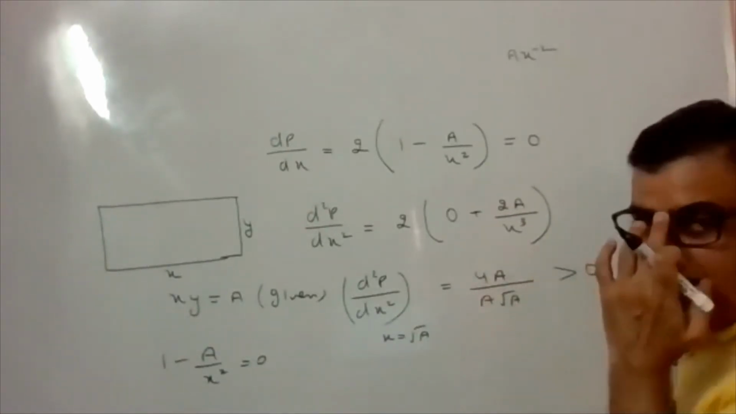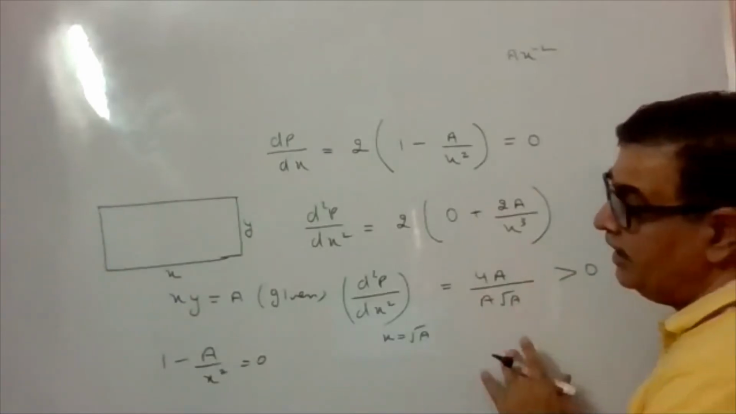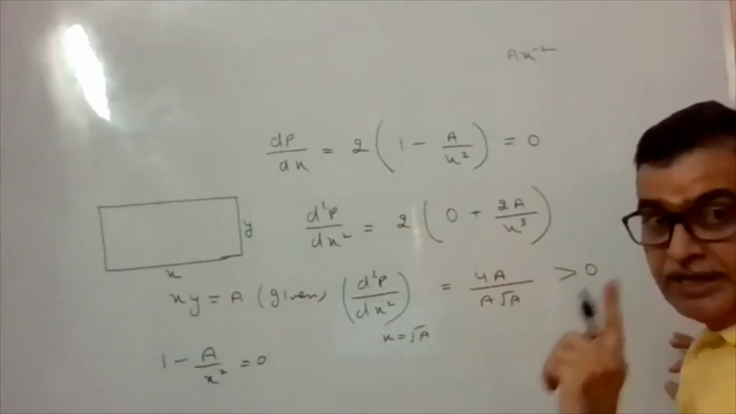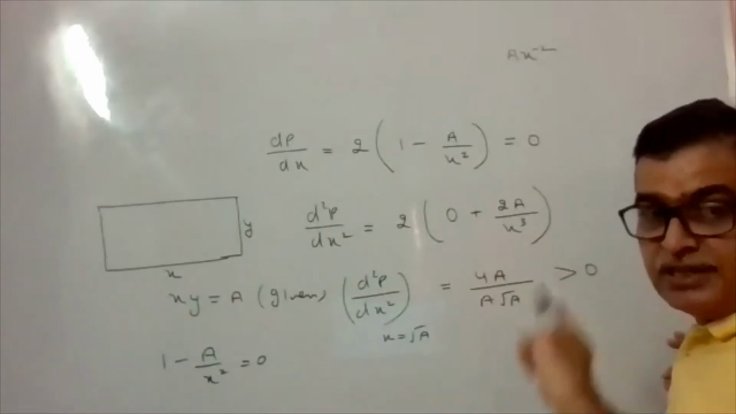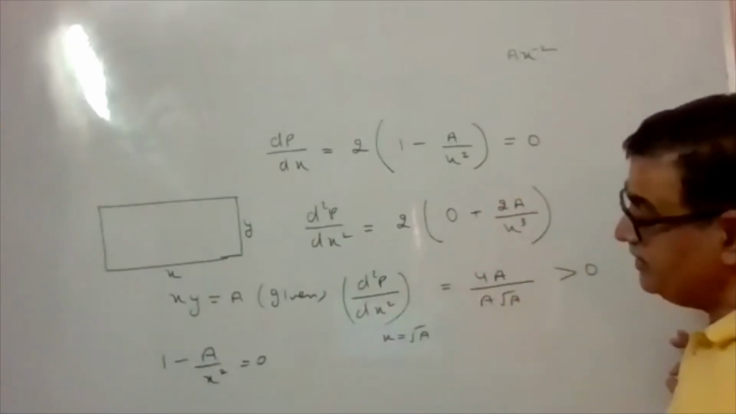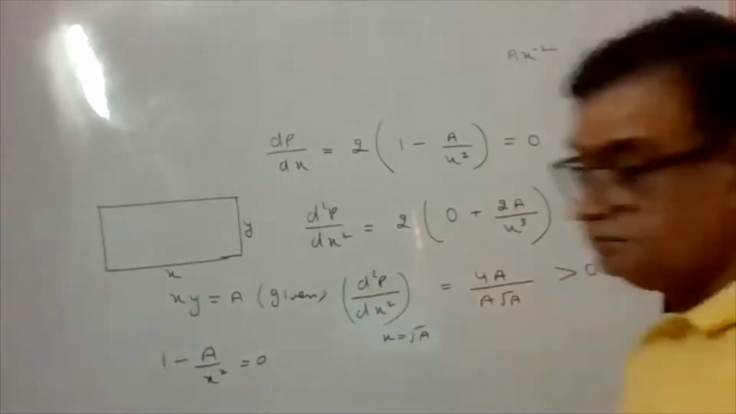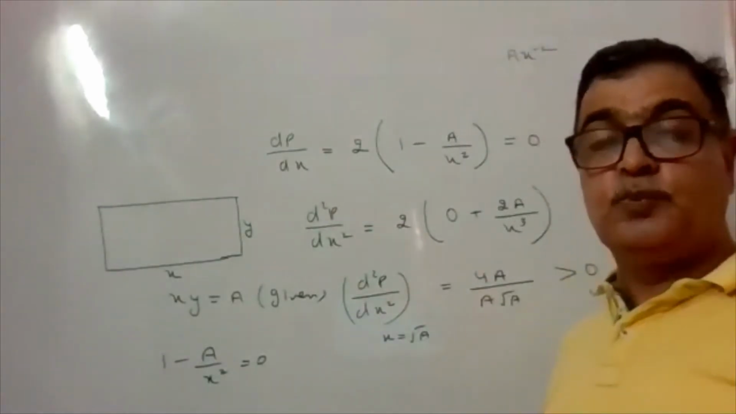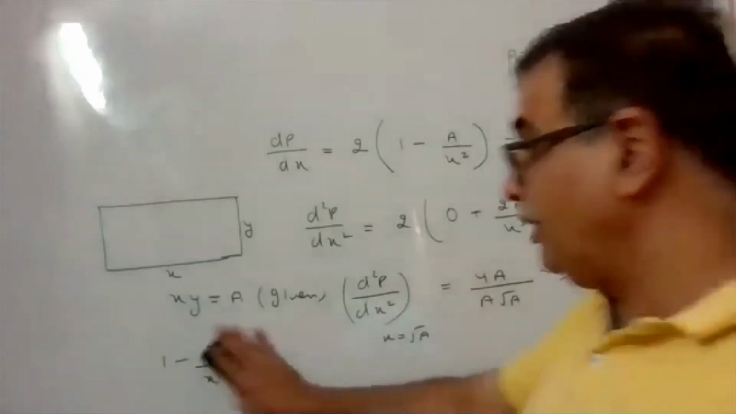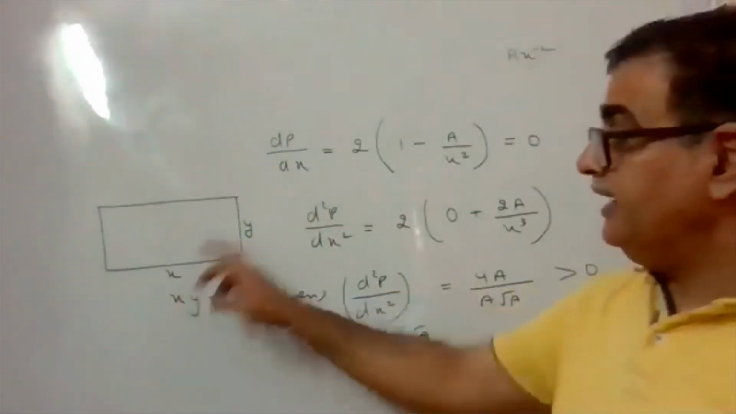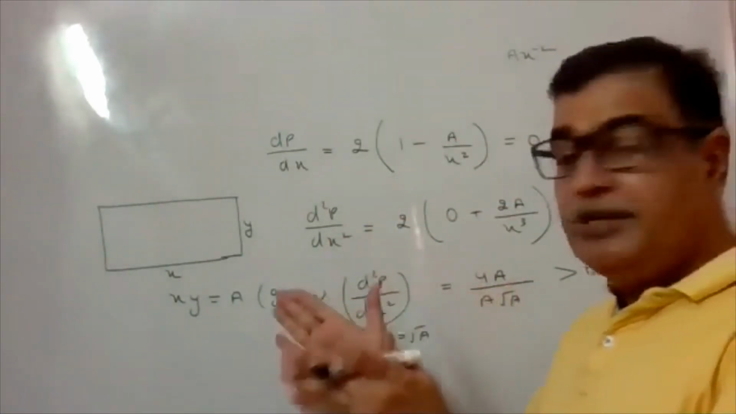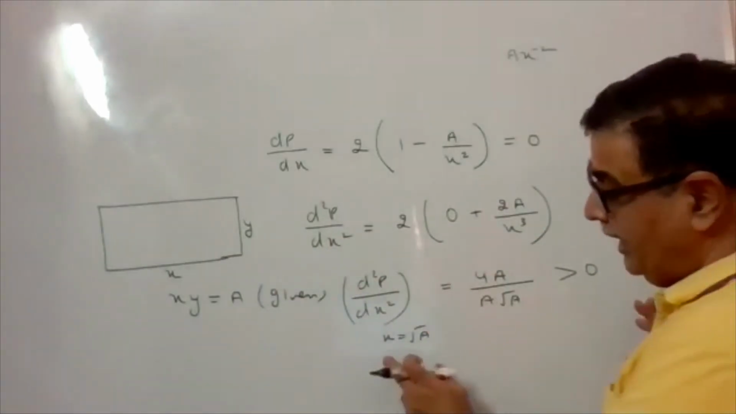If the second derivative comes positive, what does it mean? When the area is given, the perimeter is coming minimum. When the area is given to us, we have adjusted x and y in such a way that the perimeter is coming minimum, and at what stage did it come? When x is root a. My question is, you should prove that the perimeter is minimum when it is a square. So your work is not yet complete. We should go for x and y, and if x and y come the same, we will say the perimeter will be minimum when it is a square. How will you do it? x is root a, will put here.